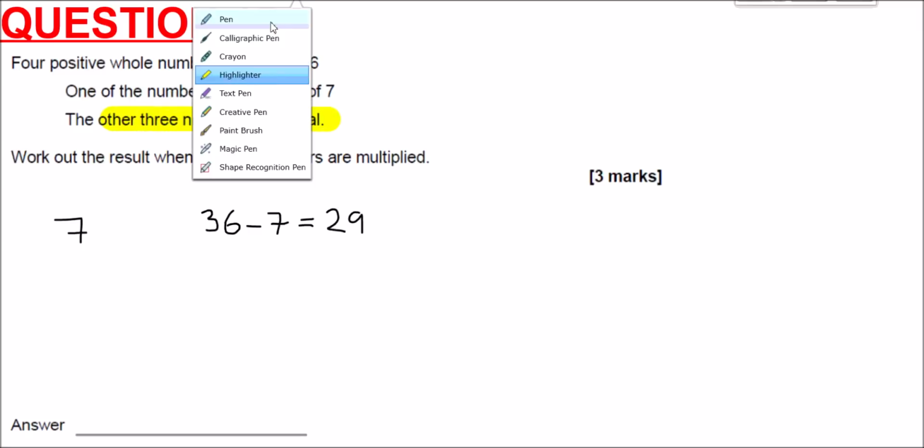Question 15, we've got 4 positive whole numbers which add up to 36. We're told that one of the numbers is a multiple of 7. The other 3 numbers are equal. And so, could the first number be 7? If the first number is 7, the total of the other 3 would be 36 take away 7, which is 29. Now, because the other 3 numbers are equal, each number would have to be 29 divided by 3.